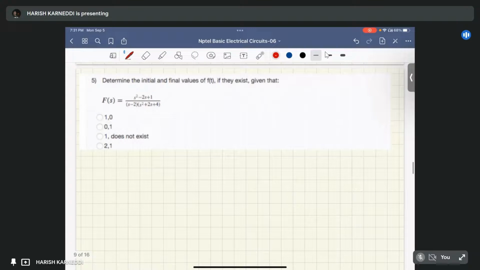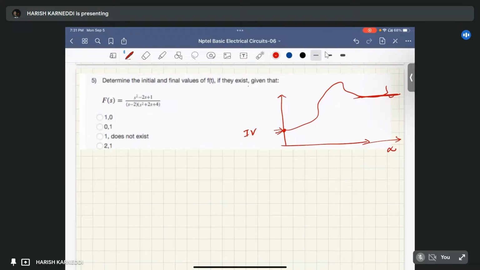Determine the initial and final values of f of t if they exist. Initial and final values means it's simply a signal. The step response of the signal is somewhere like this, and if it is at 0, what is the value which states the initial value? If it is at infinity, if it is constant throughout the period, I mean, if it has reached steady state at infinity, what is the value of the system? This is the final value, and this is the initial value.